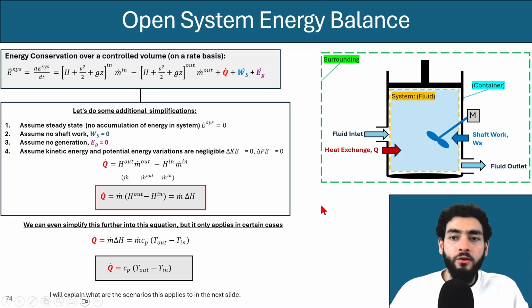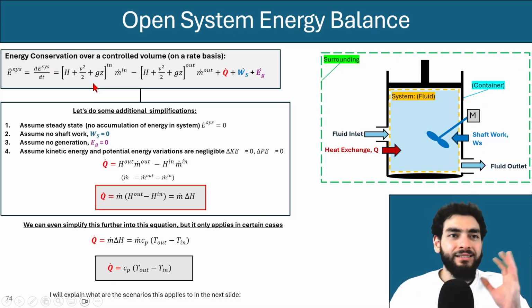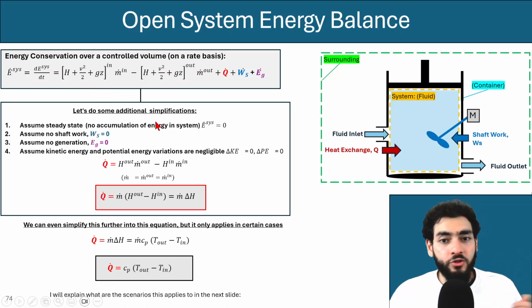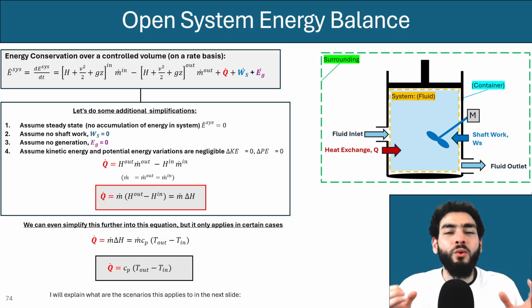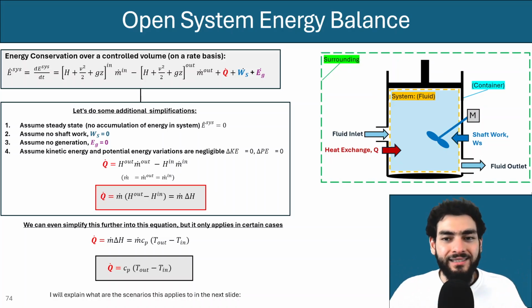Okay, so now that we know what the energy balance looks like on a rate basis, let's do some additional simplifications. First, in a lot of problems, you'll find that you can assume steady state, which means that there's no accumulation of energy inside a system. So that means the energy change of a system is zero, which means any energy that's added to a system must leave the system.